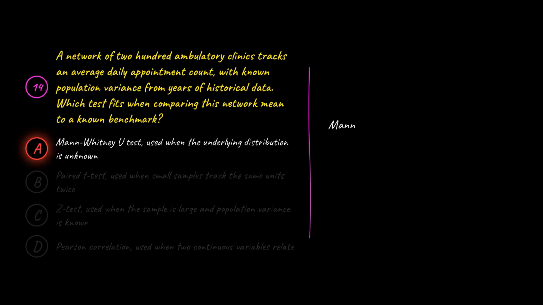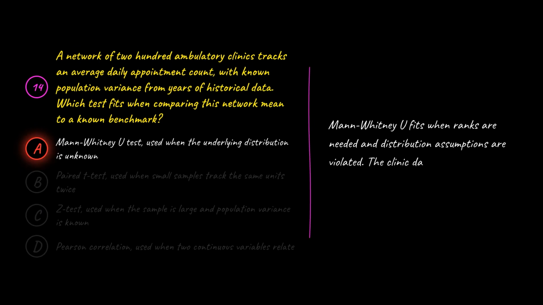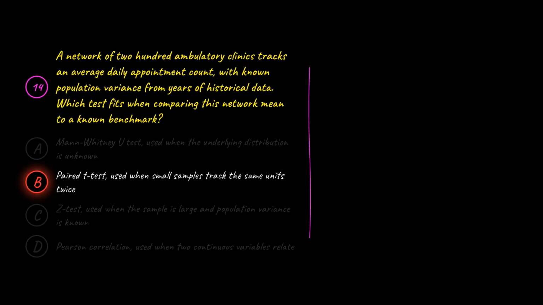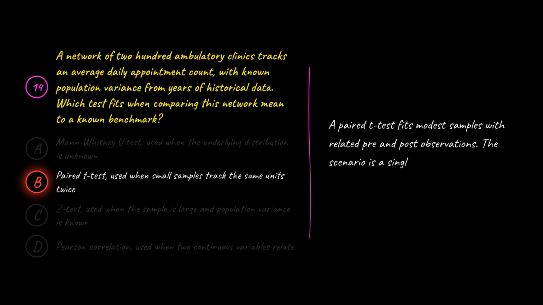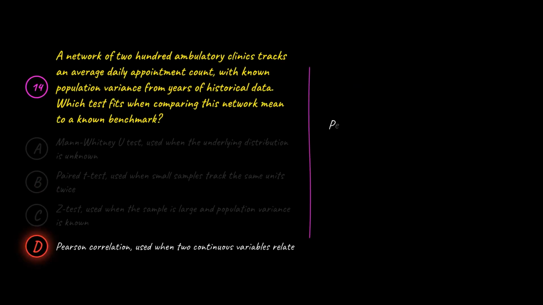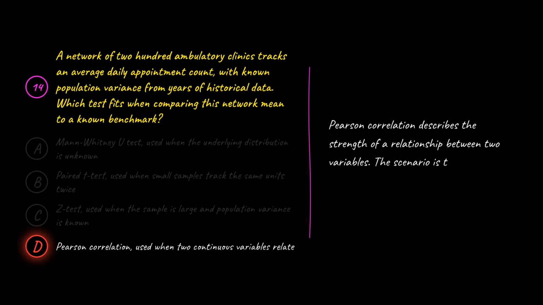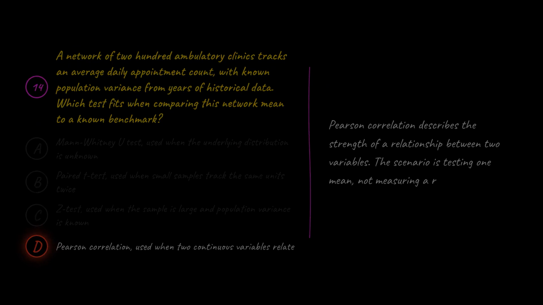A is wrong because Mann-Whitney U fits when ranks are needed and distribution assumptions are violated. The clinic data is continuous and ample, so a Z-test is more powerful. B is wrong because a paired t-test fits modest samples with related pre- and post-observations. The scenario is a single mean against a benchmark, not paired measurements. D is wrong because Pearson correlation describes the strength of a relationship between two variables. The scenario is testing one mean, not measuring a relationship.